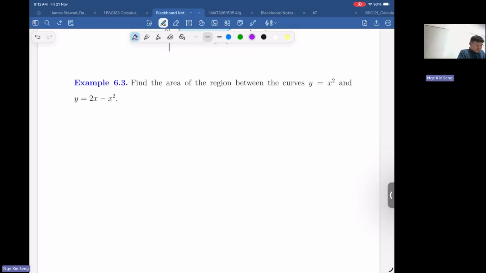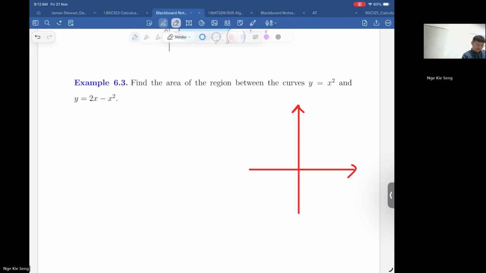Find the area of the region between y equals x squared and y equals 2x minus x squared. Okay, so let's roughly graph it first, and then we'll try and determine what region we want to integrate. So let's try and draw this first. y equals x squared is very simple, just like this. But how about y equals 2x minus x squared? Okay, how do we graph this?